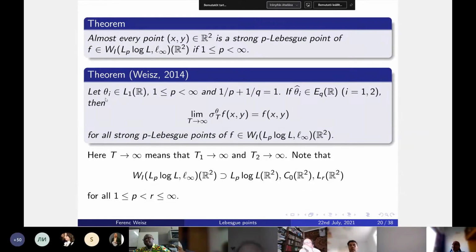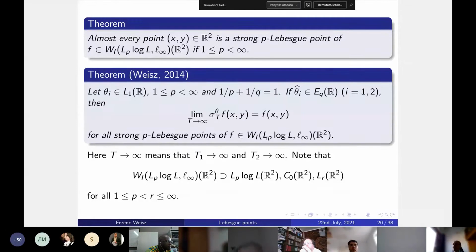If the functions theta_i are integrable functions, p is greater than or equal to 1, q is the dual index, and if the Fourier transform of theta_i is in the Hardy space E_q, then the Fejér means converge to f for all strong Lebesgue points, if f is in the iterated space L^p log L infinity.